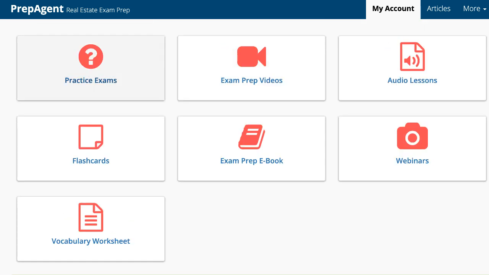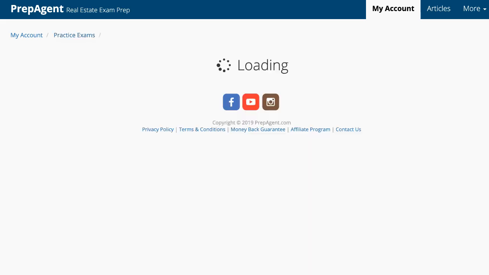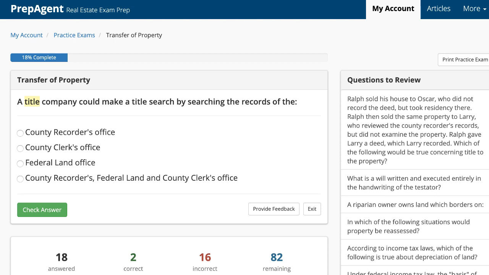Let's go to some property transfer. Okay. So when we talk about property transfers, we are talking about deeds. But before we do that, let's do the question on the board. A title company could make a title search by searching the records of the A, county recorder's office, B, county clerk's office, C, federal land, or D, federal land and county clerk's office.